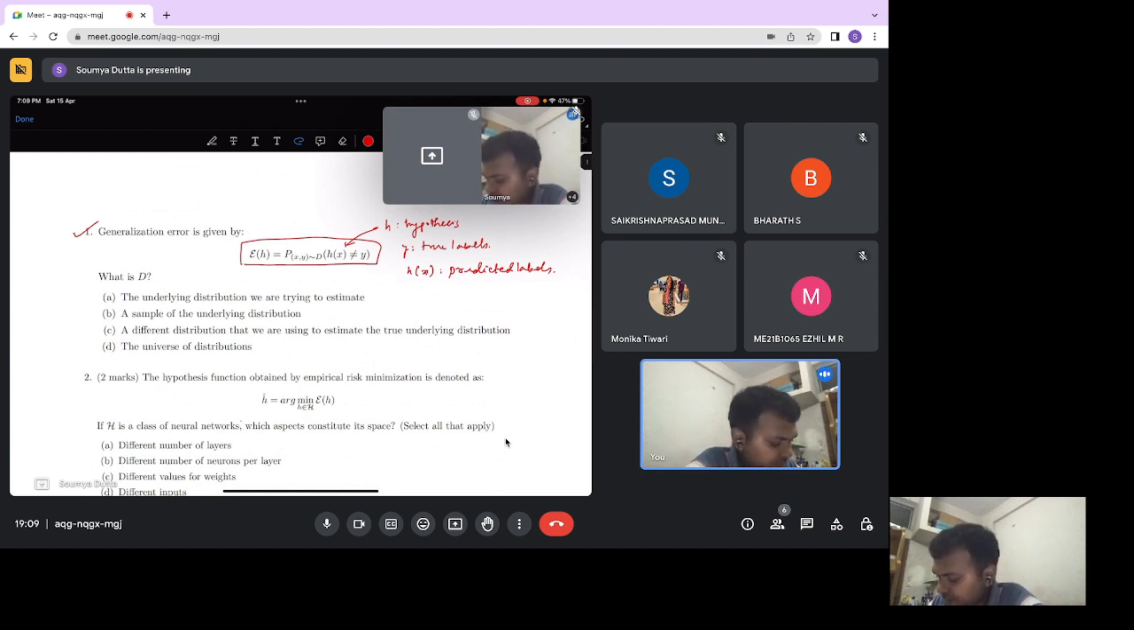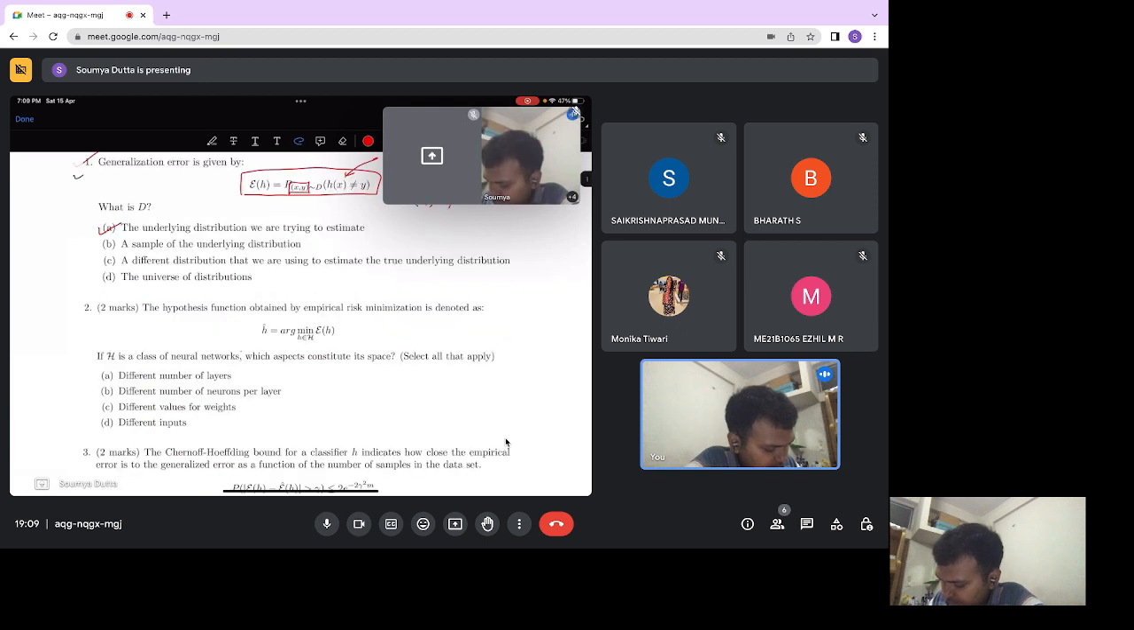So x and y will obviously be drawn from the distribution which you are trying to estimate, because you are given samples from a particular distribution. The entire topic of machine learning is about finding out what the distribution is from which you were given the training samples, and therefore the underlying distribution which we are trying to estimate is actually the distribution from which you will draw x and y.